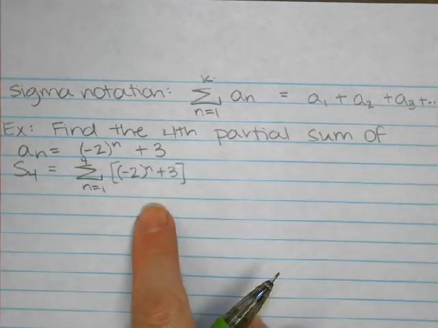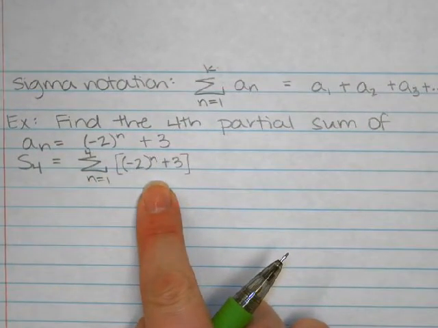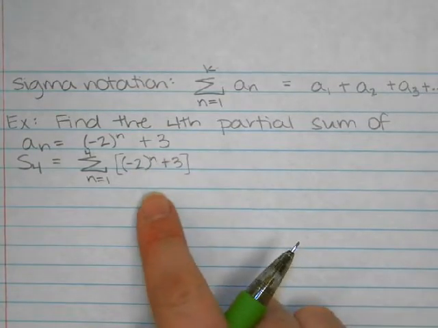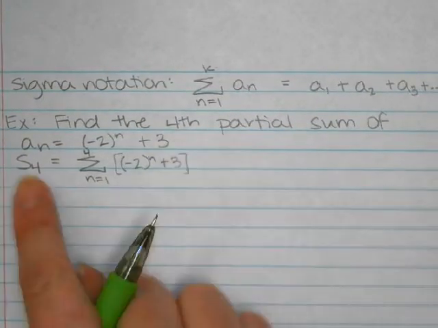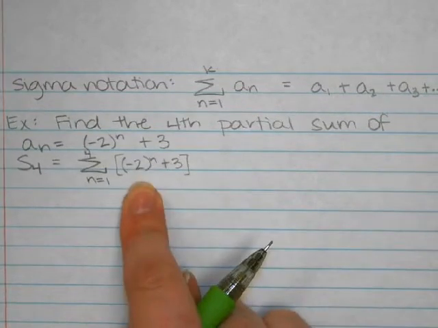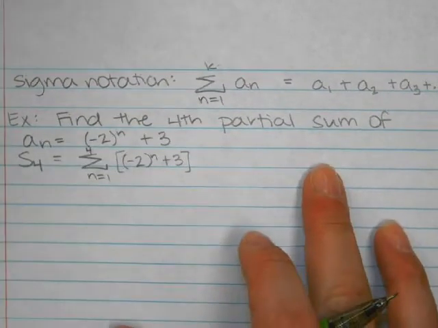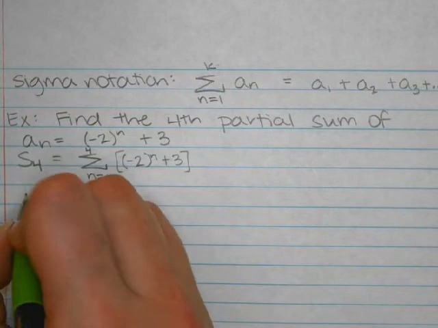So I haven't actually done any of the work. I'm just showing you there's 3 different ways of writing this type of problem. Fourth partial sum, S sub 4, sigma notation. So I'm just writing it all the different ways. And now I'm going to go ahead and find those 4 terms.